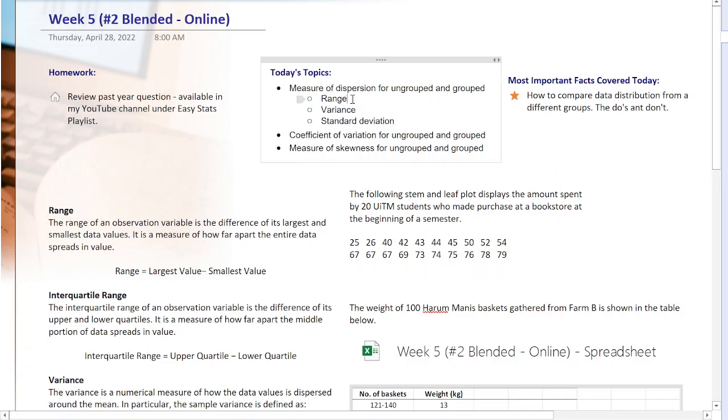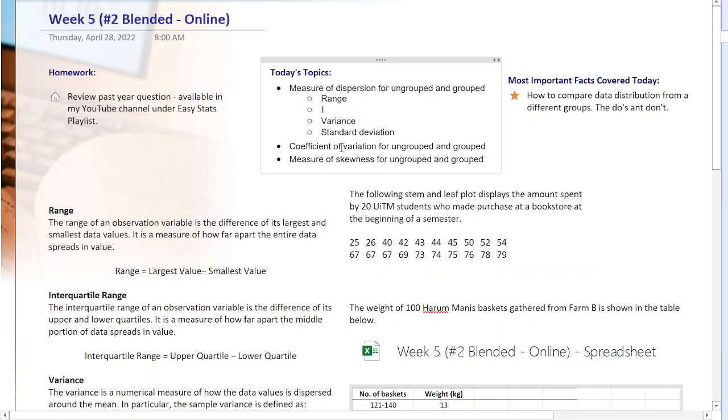Okay, there's one more thing here. Instead of just range, we're also going to look at what IQR means. We have discussed the quartile before this, so it is good for us to also go through what IQR means.